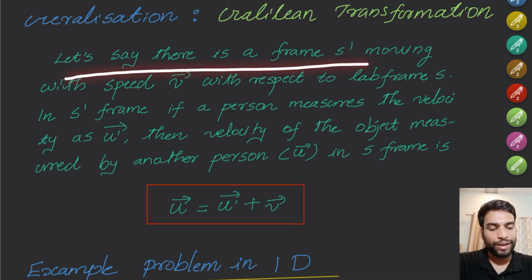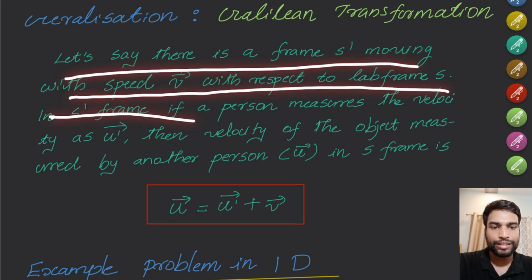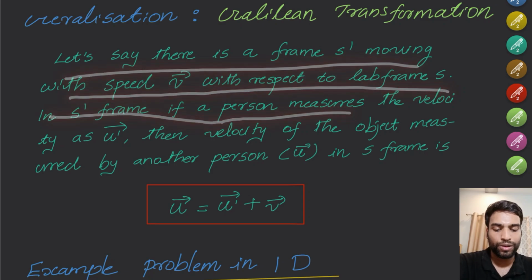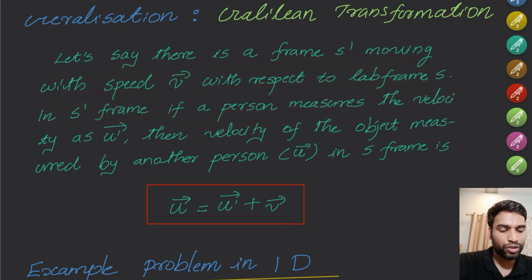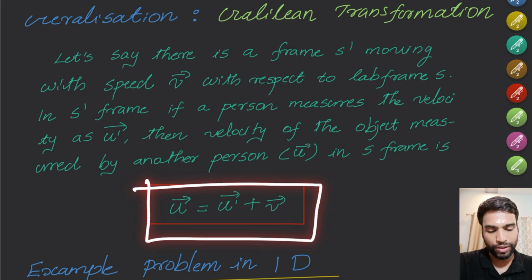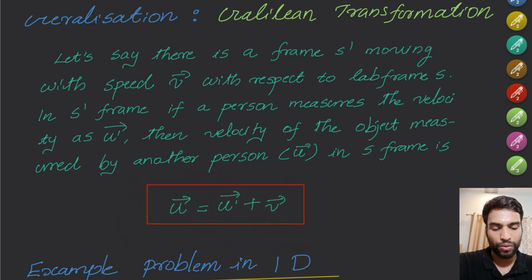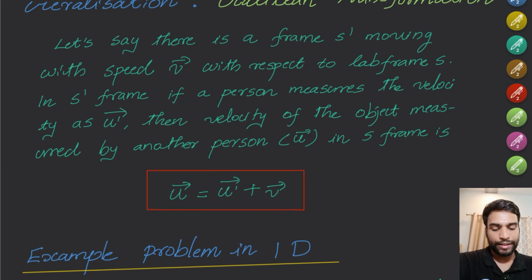Got it? Good. Now we can generalize this, and this generalization is known as Galilean transformation. Let's say there is a frame S dash moving with the speed v with respect to lab frame S. In S dash frame, if a person measures the velocity as u dash, then the velocity of the object measured by another person in S frame is given by u equal to u dash plus v, where u is the speed measured in S frame, u dash is the speed measured in S dash frame, and v is the relative velocity of the second frame with respect to the first frame. Okay. Good.